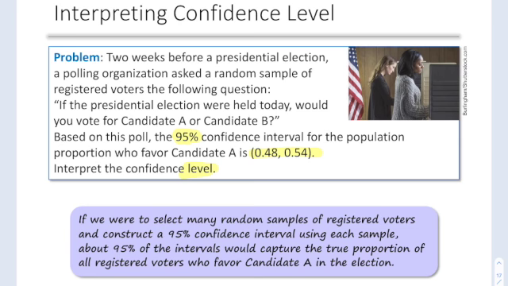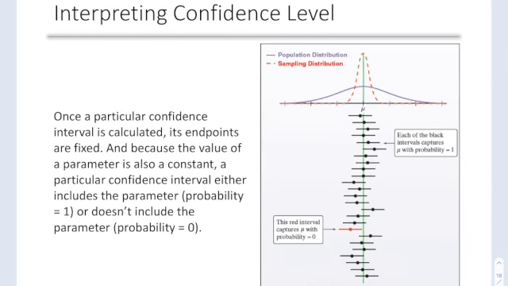So if we were to select many random samples of registered voters and construct a 95% confidence interval using each sample, about 95% of the intervals would capture the true proportion of all registered voters who favored candidate A in the election. So let's talk about what the level is. Giving you a fill-in-the-blank sentence just helps you write it down, but what does it actually mean?